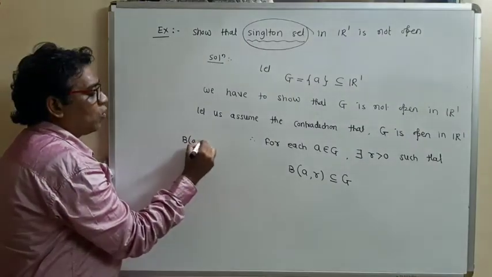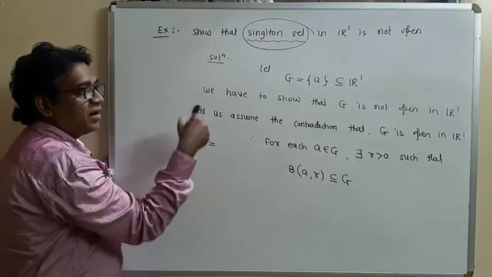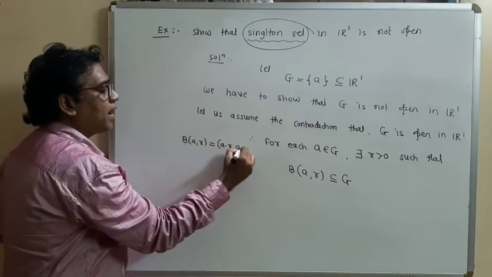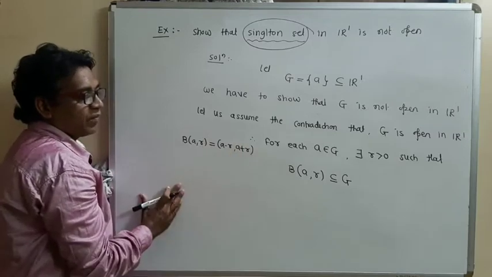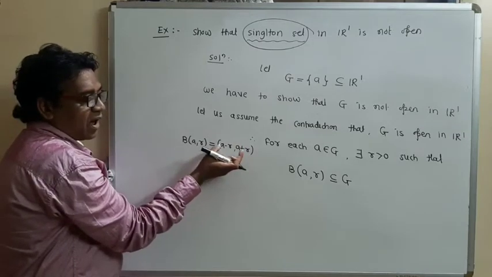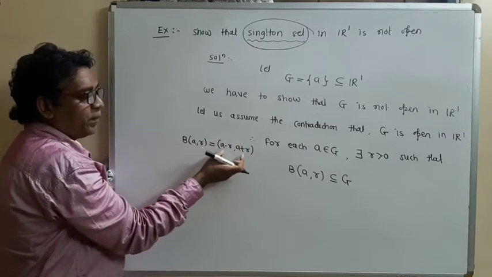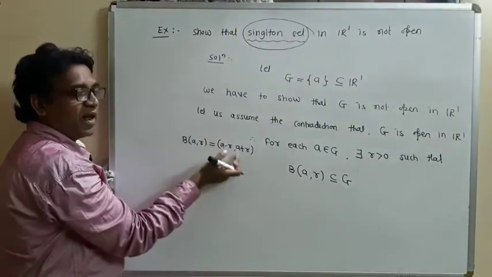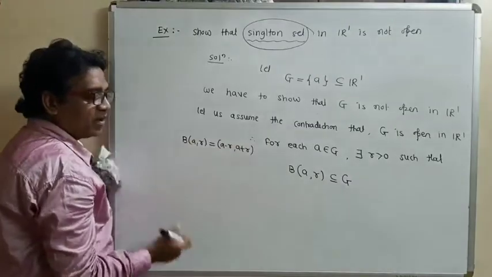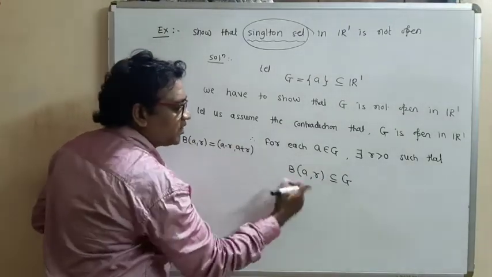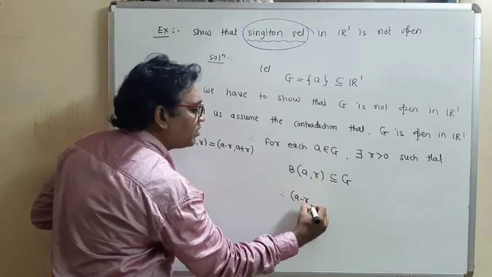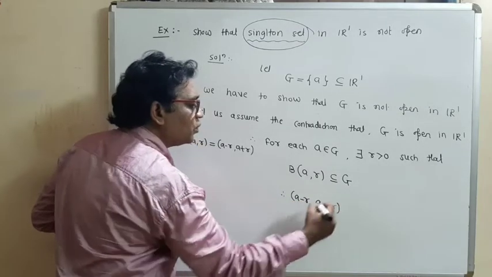An open ball or open sphere B(a, r) in the real line is nothing but the open interval a minus r to a plus r. Open intervals are the open sets, or open balls, in the real line. What are the open spheres in a real line? It is nothing but the open interval a minus r to a plus r.